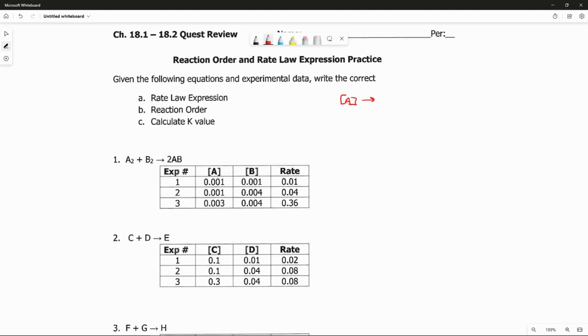We want to find two data sets for A that change the concentration of A but keep B constant. The only two data sets in the table that satisfy these requirements are 2 and 3. In 2 and 3, the concentration of A changes from 0.001 to 0.003, and the concentration of B stays constant at 0.004. Using this information, we can set it up.